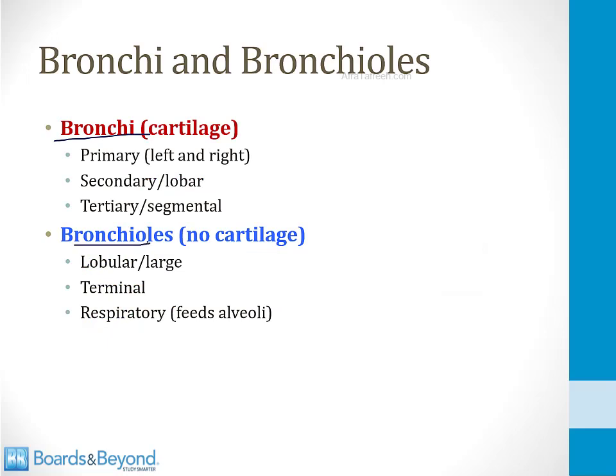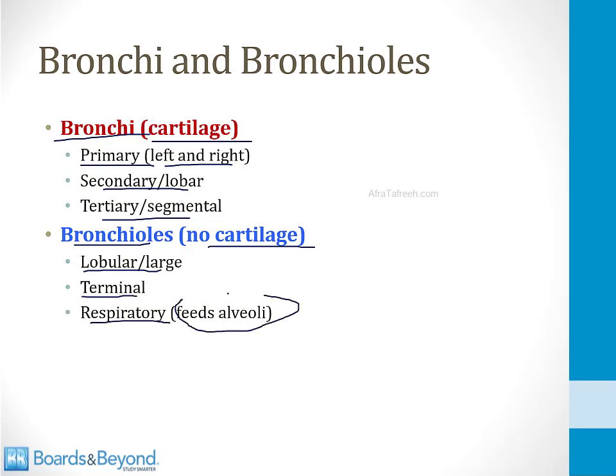and the difference between bronchi and bronchioles is the presence or absence of cartilage. The bronchi are surrounded by cartilage and the bronchioles are not. And as I told you before, the trachea branches into primary bronchi, which are also called the left and right bronchi. From there, the bronchi branch into secondary or lobar bronchi, and then tertiary or segmental bronchi, and then they go on to branch more and more until they form the bronchioles. The bronchioles also branch. They begin with lobular or large bronchioles, and they branch till they form terminal bronchioles and finally respiratory bronchioles, which feed the alveoli.